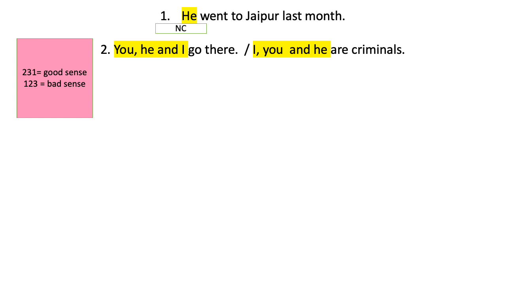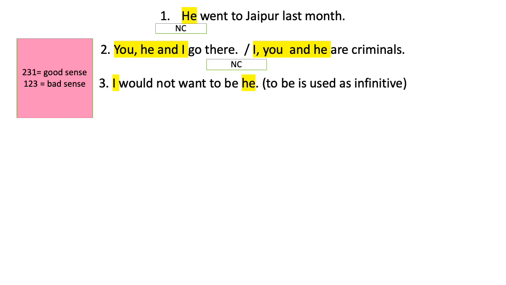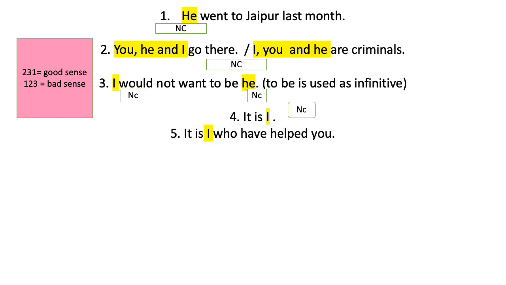All these three persons in these two examples are at the place of a subject, so they belong to nominative case. In third example, I wouldn't want to be he. I and he pronouns are nominative cases. In number 4, it is I. I is a nominative case. In number 5, it is I who have helped you. I is again a nominative case.